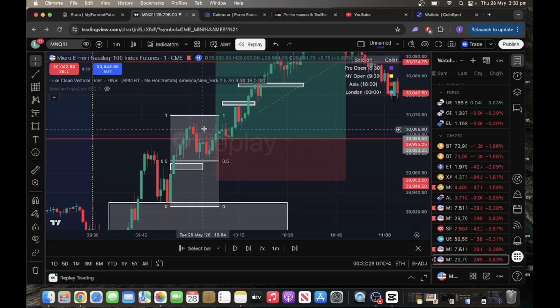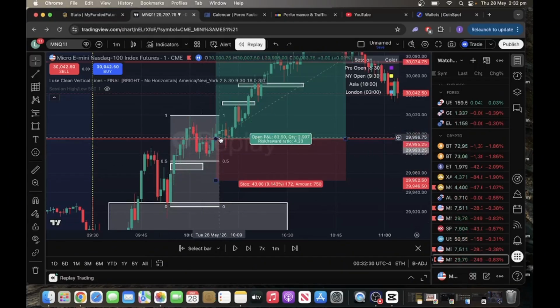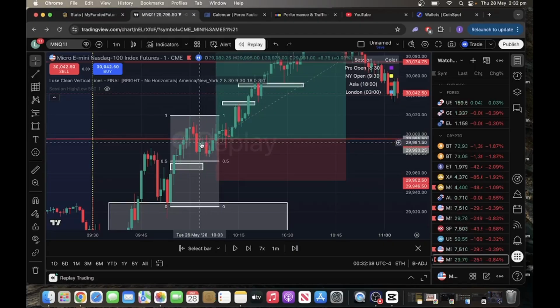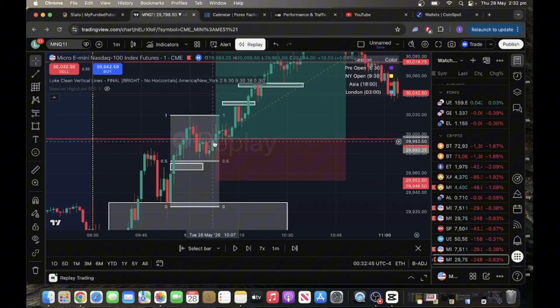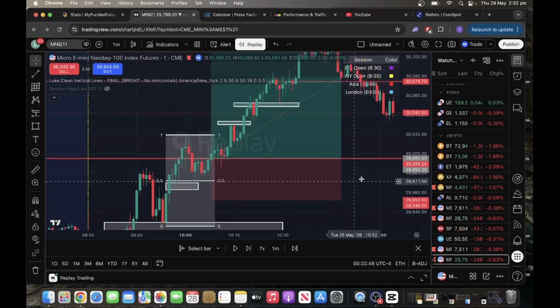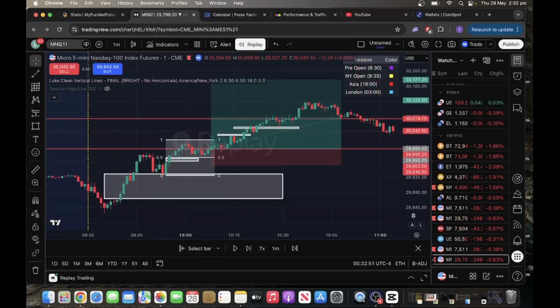So then I came back here and then we broke structure on the 1 minute on NQ as well. Once we closed above this recent high, that was enough for me to take the trade. I took the trade off that. So on this candle here, on the next candle that started, I took this trade. Now we were trading at all-time highs.